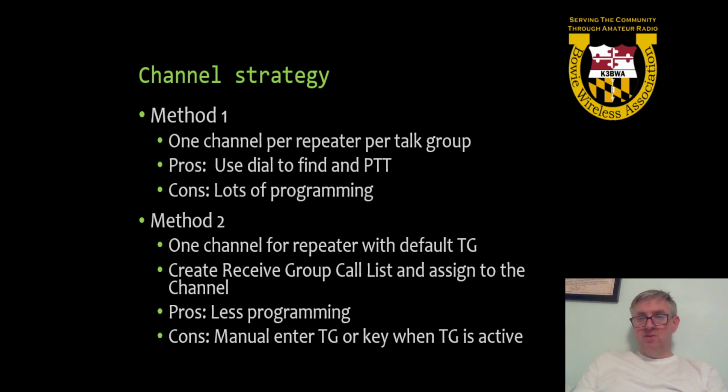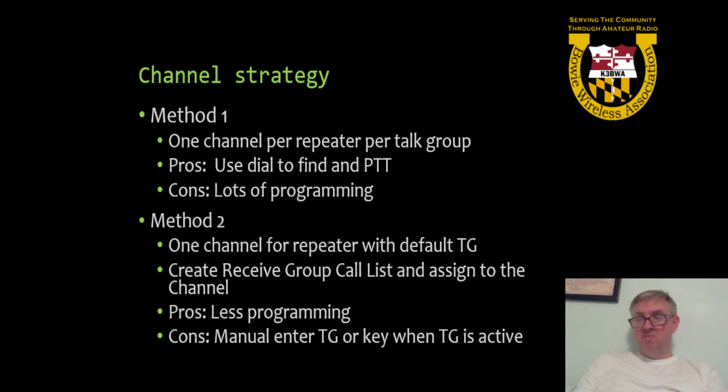Now, what I can also do to that particular channel is assign something called a receive group list. So what the receive group list is, it's a list of talk groups that if they were to come across time slot 1, for example, my radio would unmute and I could hear that communication. So why would I choose this method?